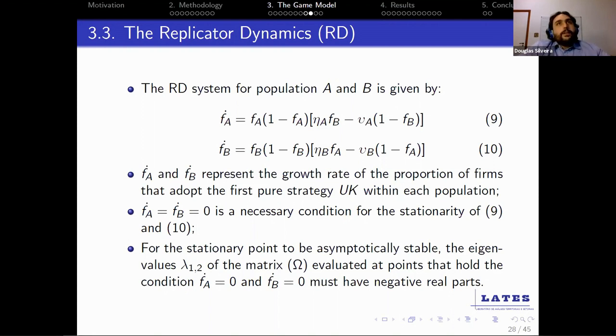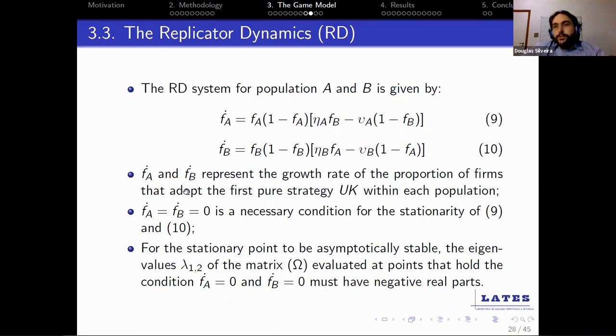And the intuition behind that is that it provides us some information about the growth rate of the proportion of firms that are adopting the first pure strategy, which is UK, within each population. So you can see here that FA dot is influenced by the proportion of firms in the rival population that is deciding to be located in the UK. So this system of equations will guide the deterministic dynamics of the game. So it's a very popular way to get some solutions in evolutionary game theory.